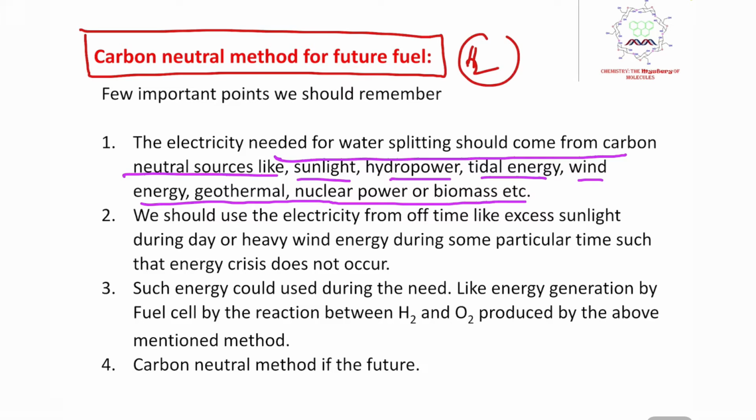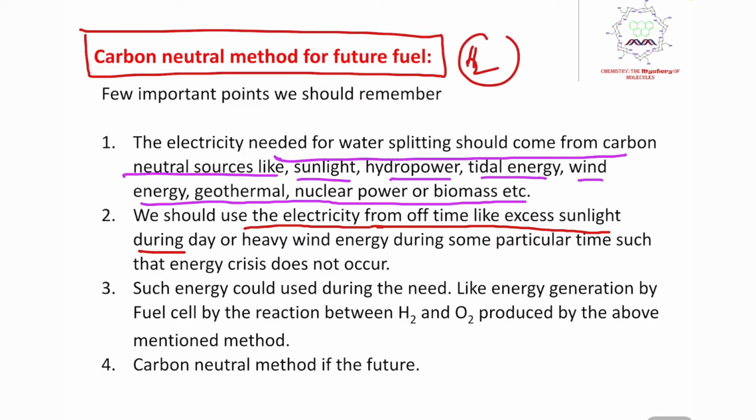So that's why such water splitting to produce hydrogen is, first of all, not beneficial from a commercial point of view. Second, it is not profitable from an environmental point of view. So it will be useful when we can produce this from electricity which is produced from renewable sources.